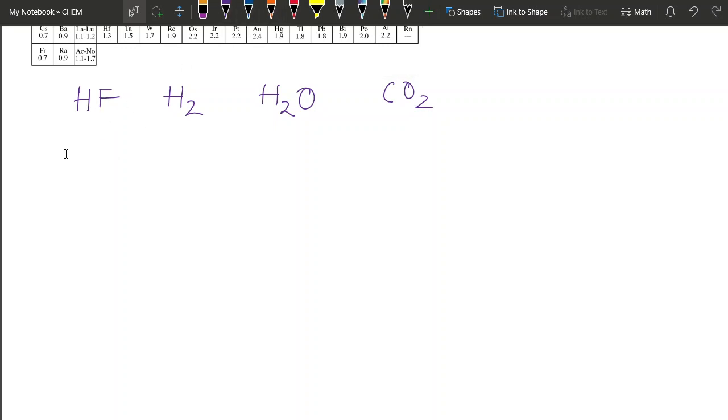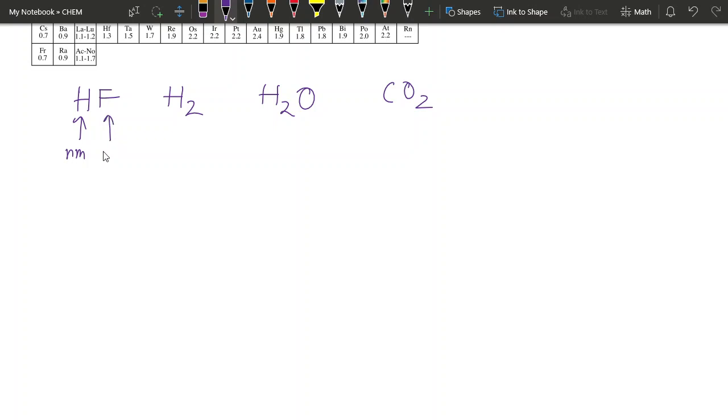Here, hydrogen is non-metal. And the same thing for fluorine. Here it's also a non-metal element, so it's non-metal plus non-metal. This one is a covalent compound. On a covalent compound, the atoms are sharing electrons.